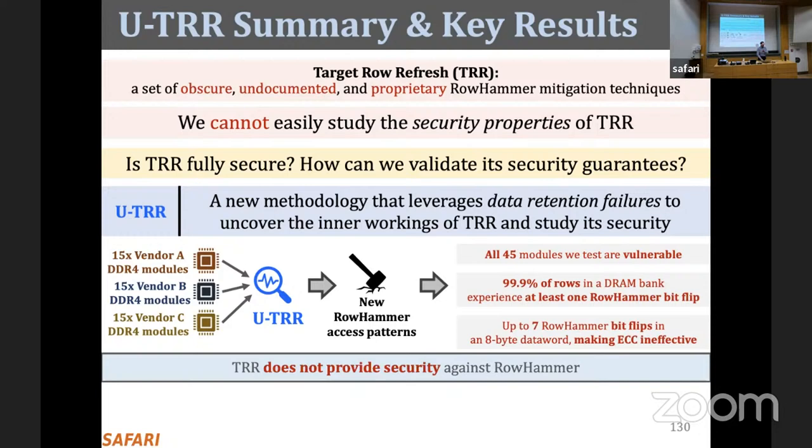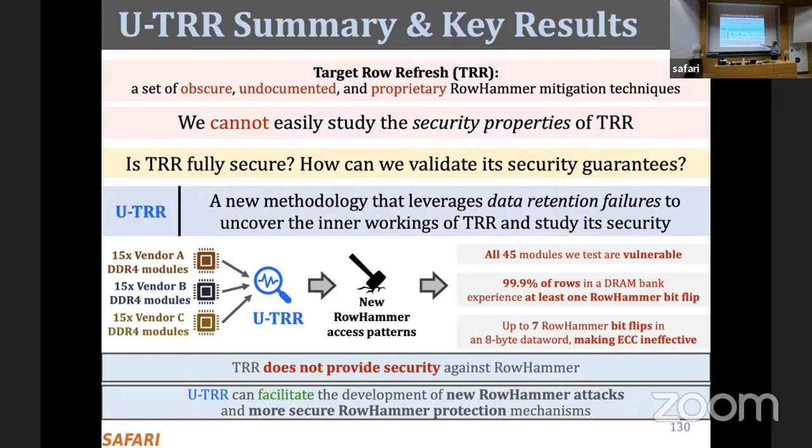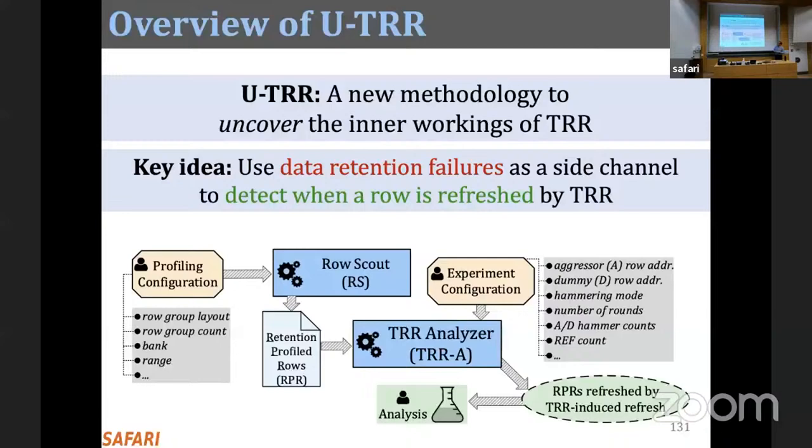So the hope is that this sort of studies can actually enable the development of more secure RowHammer protection mechanisms, but they can also help new RowHammer attacks. As I said, more understanding helps the attacker as well as the defender. So what is the key insight of this methodology? And here, a lot of the expertise that we developed over data retention and DRAM comes into play. And Hassan did a lot of these studies.